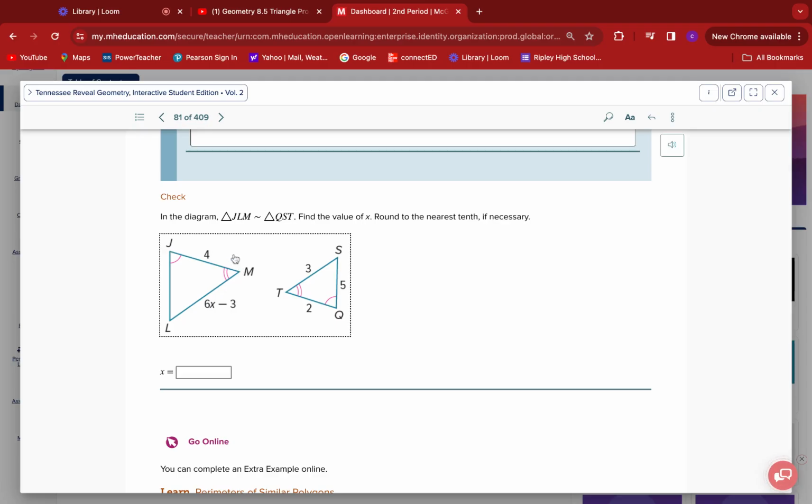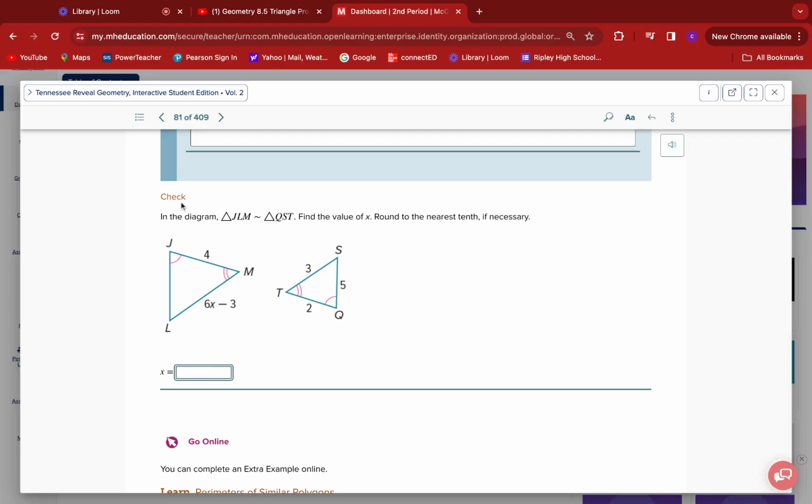It runs from J to M, which is your first and third letter. It has to go with QT because it's your first and third letter. All right, so that means 4 is going to be over the 2. So 6x minus 3 over 3, 4 over the 2. The 5 is junk information. We do not need it.